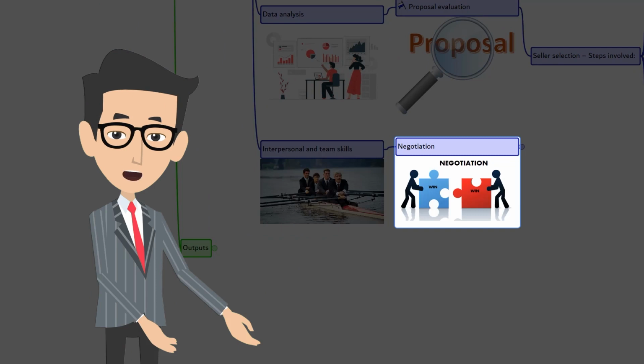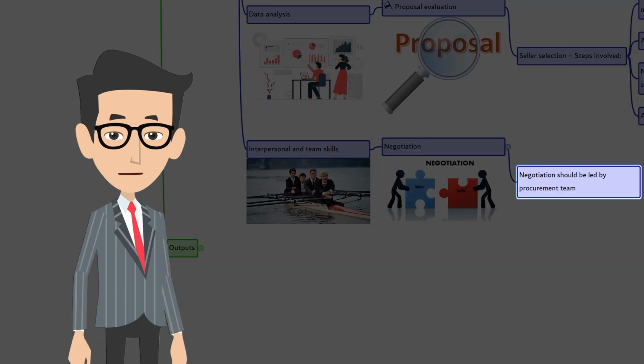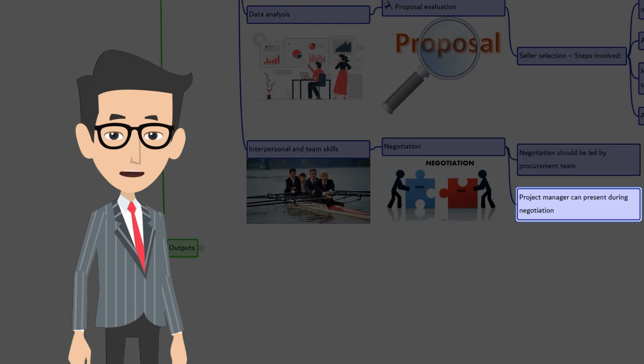Here it's negotiation. The negotiation should be led by the member of the procurement team who has the authority to sign the contract, which is very important. The project manager and other members of the project management team may be present during negotiation to provide assistance as needed.